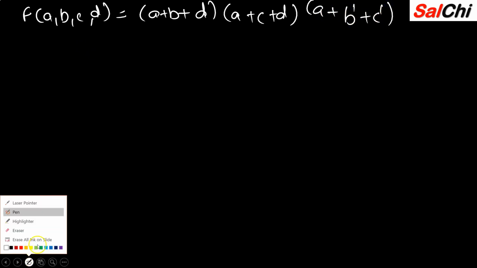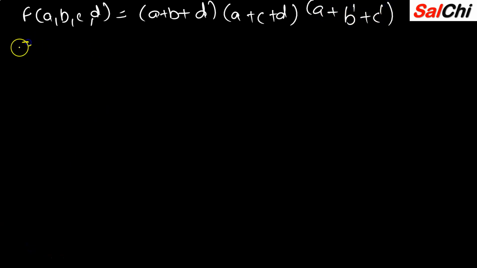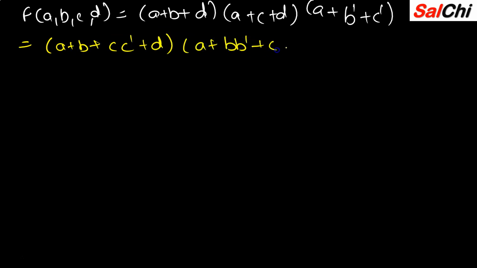Okay, so first we are given 4 variables, so start from here. It will be A plus B, C is missing, so C and C complement, plus D. And then B is missing in the second one, so it is B plus B complement plus C, D. And in the last one D is missing, so A plus B plus C complement plus D complement. Okay, now apply the trick.